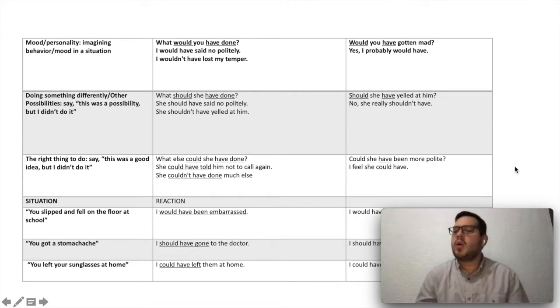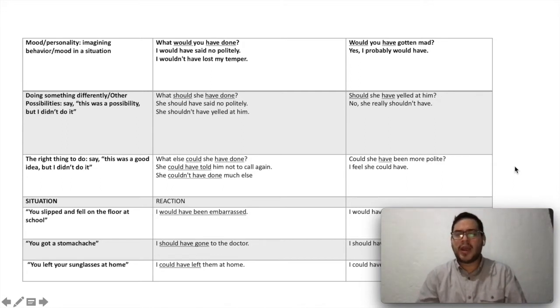Okay, so were these stories real or hypothetical? Yes, hypothetical. So the first instance was about mood and personality. The second situation was about doing something differently, okay? So we use the model should have. And the third instance was about the right thing to do. Perfect. And we use the model could have.